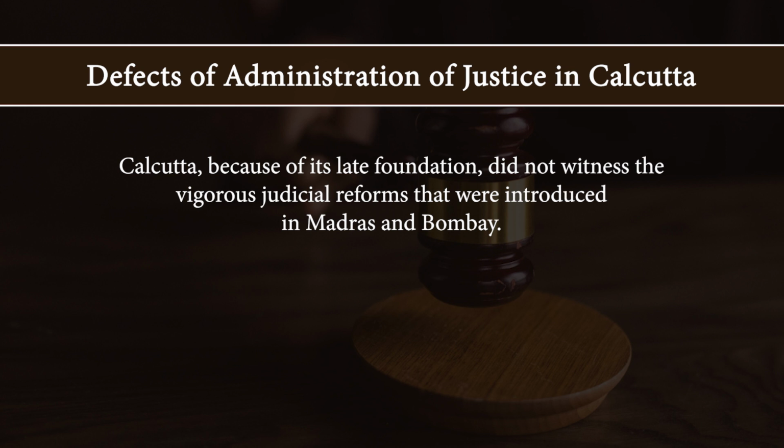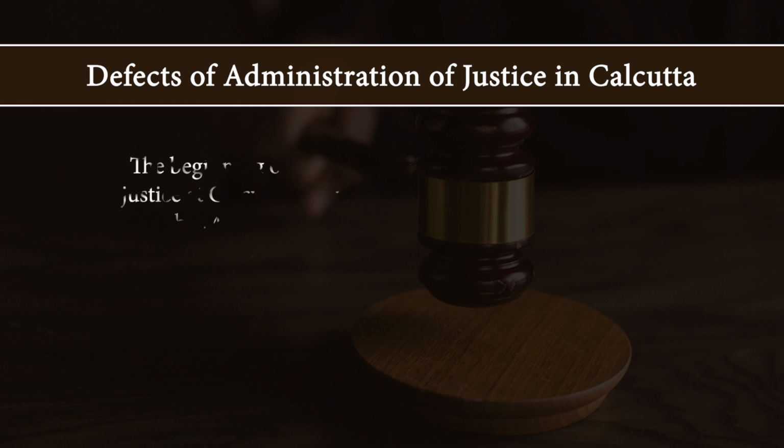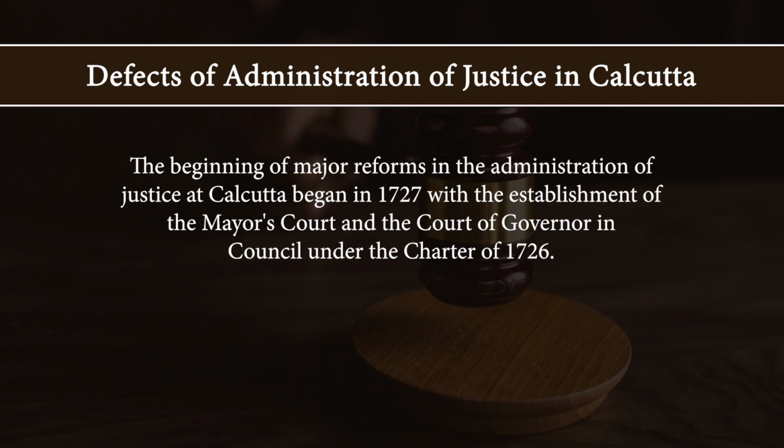Calcutta, because of its late foundation, did not witness the vigorous judicial reforms that were introduced in Madras and Bombay. The beginning of major reforms in the administration of justice at Calcutta began in 1727 with the establishment of the Mayor's Court and the Court of Governor in Council under the Charter of 1726.